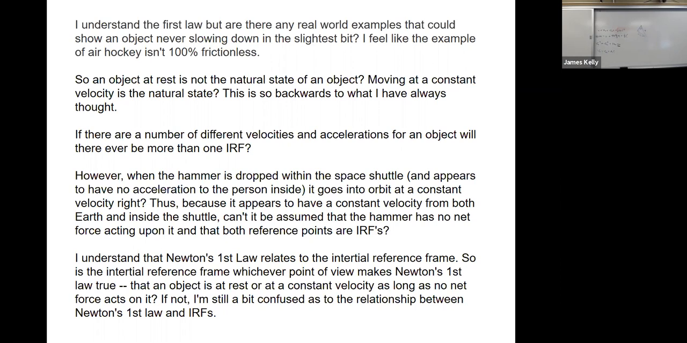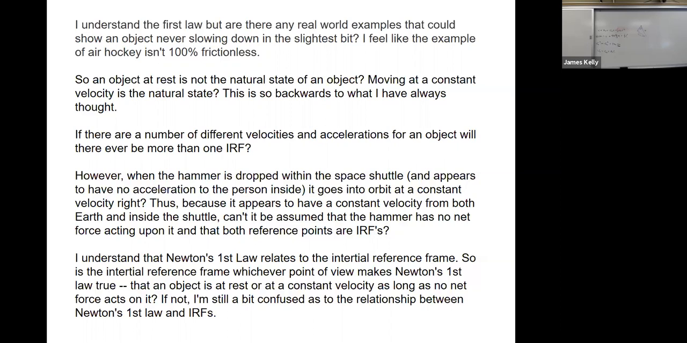So an object at rest is not the natural state of the object. Moving at a constant velocity is the natural state. This is so backwards to what I always thought. What do you say to that? That an object at rest is not a natural state of an object, but moving at constant velocity is. Is there a contradiction there? It sounds like there's a contradiction, but there's not.